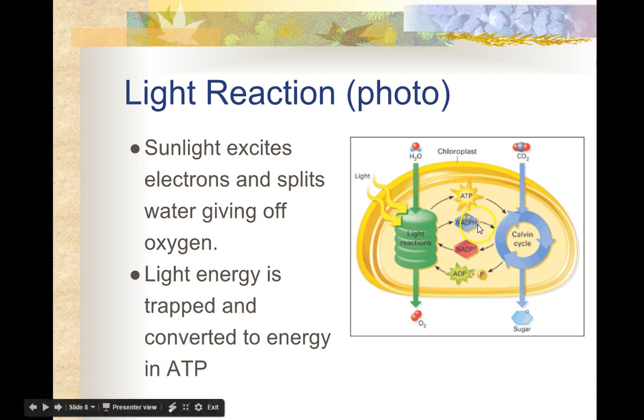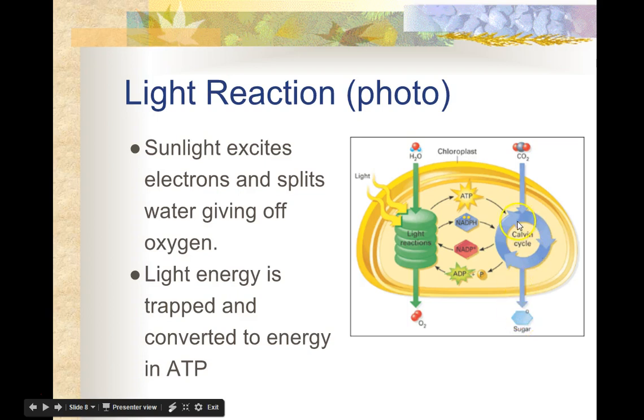The hydrogen gets carried over by this NADPH molecule. So the H right there is what's transported over to a process called the Calvin cycle. And once the hydrogens get pumped into here, these hydrogens are going to combine with carbon dioxide in the Calvin cycle to ultimately make this sugar.